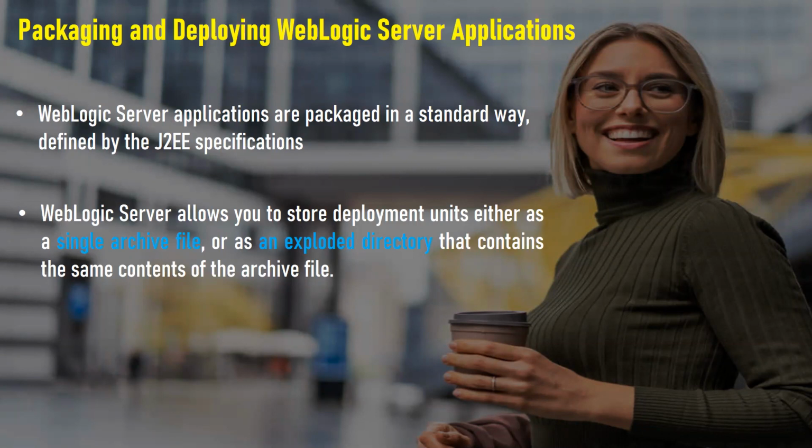So based on the requirement, you can pack the application in a single archive file, or there could be an option where you deploy the code as an exploded directory. That means you don't need to create any archive file. You just deploy your code directly from the folder, the main folder inside which you have all your code. You can deploy that main folder so that all the components will be deployed automatically, and that is called exploded directory deployment. They have their own pros and cons.